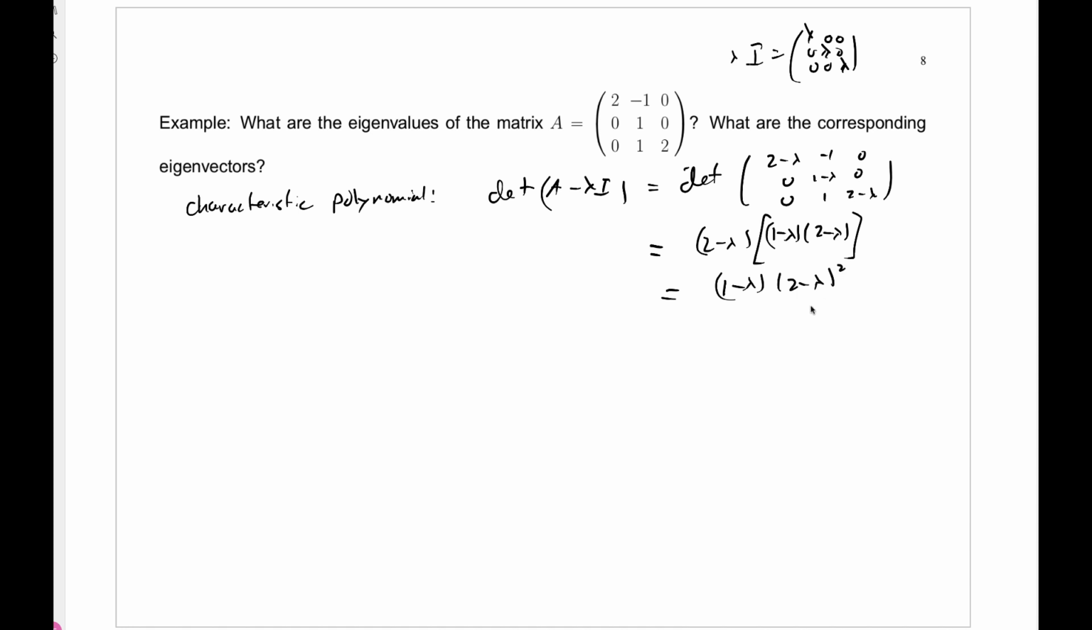And there's no reason to expand this out, because what I'm really interested in are the roots of this characteristic polynomial. So the roots are lambda equals 1 and lambda equals 2. And it will be useful to note that this root, lambda equals 2, has multiplicity 2. And even though we won't go into all the details, let me tell you what knowing the roots and their multiplicities tells you about the eigenvalues.